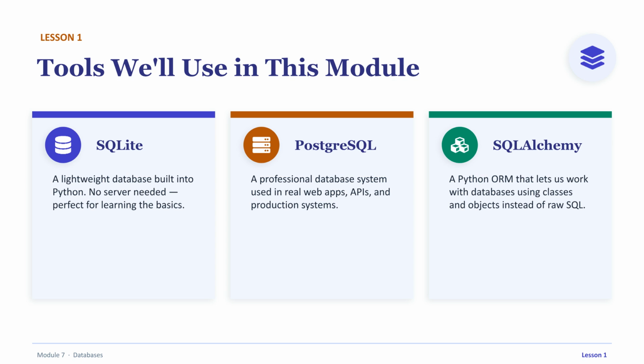Throughout this module, we'll work with 3 tools. SQLite is lightweight and built right into Python, perfect for learning. PostgreSQL is a professional server used in production. And SQLAlchemy lets us work with databases using Python objects. We'll meet each one in turn.